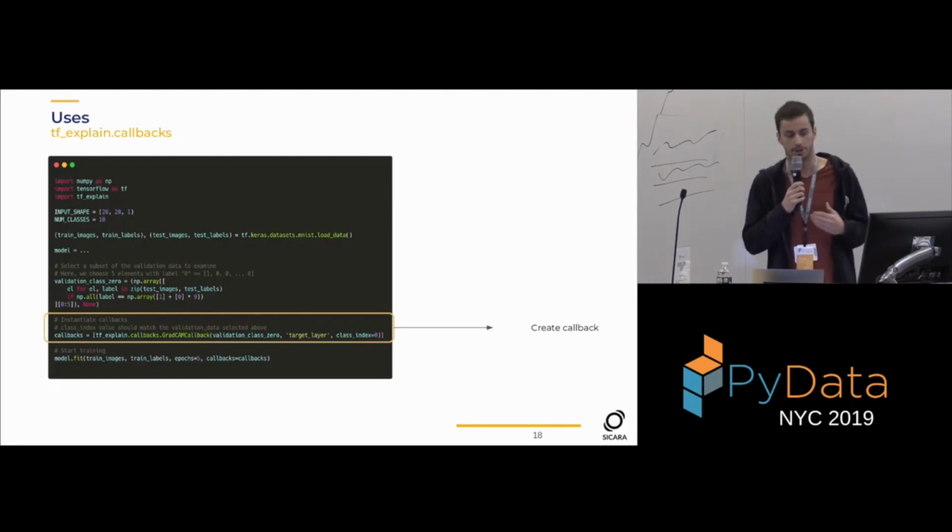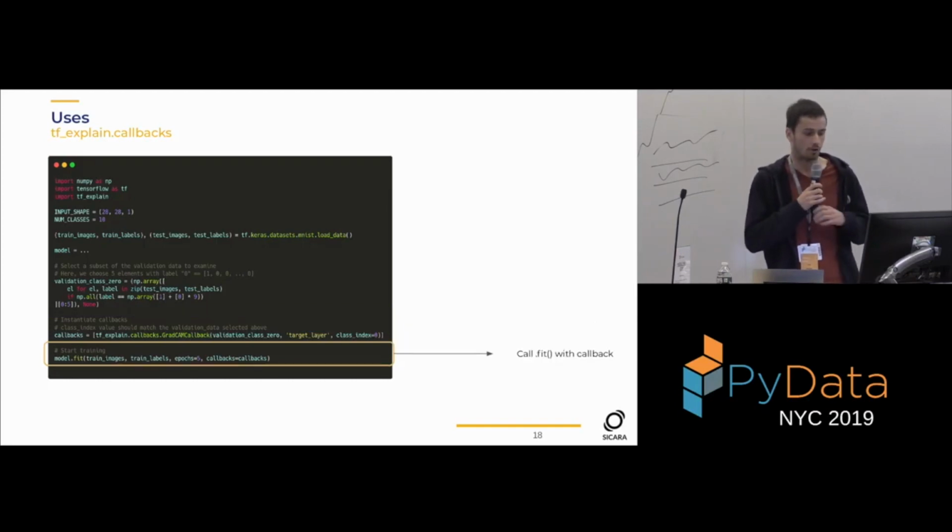Each method implemented in the library has its corresponding callback, so you can just say, okay, let's say I want to use this method, so I'll take its corresponding callback and pass it to the fit callbacks argument. So now when the fit is running, it directly saves the output in TensorBoard format, and you can just run TensorBoard and see what happens.